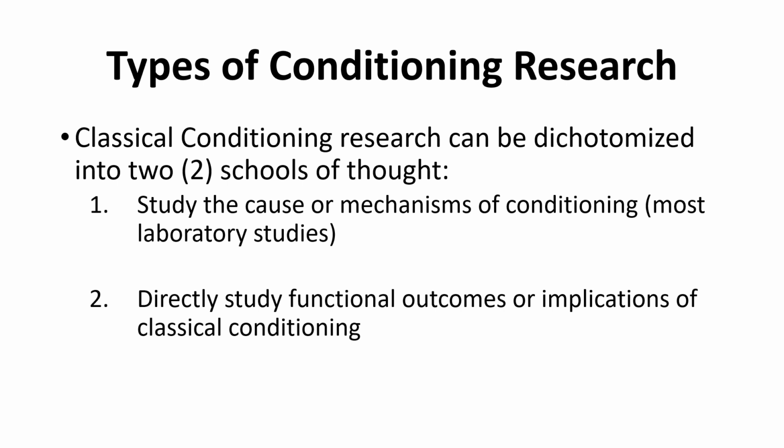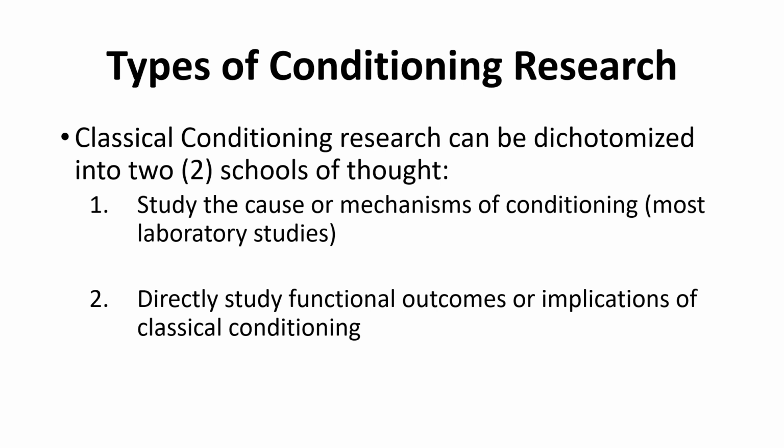All right, so now that we're refreshed on what classical conditioning looks like, we've talked about the terminology, now we want to talk about researching conditioning. So there tends to be two broad categories of conditioning research. The first of these are people that study the cause or the mechanisms that are underlying that conditioning. Most laboratory studies fall under that category. Pavlov's work fell under that category. But not all research looks at mechanisms. It doesn't necessarily care about the mechanism. Some research is going to look directly at studying functional outcomes or the implications of classical conditioning.